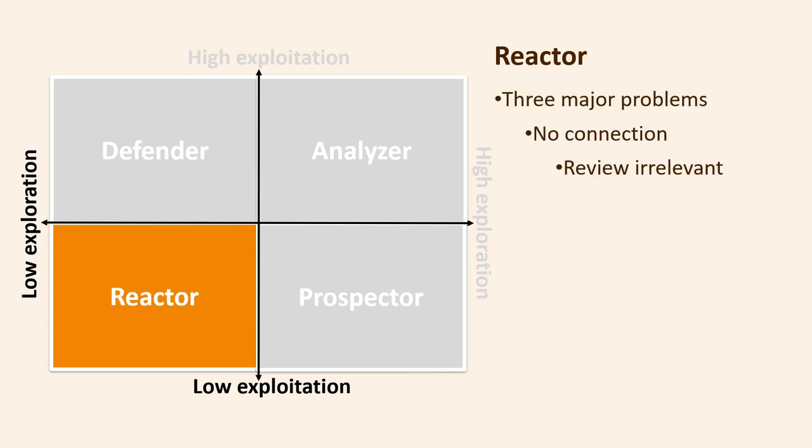Miles and Snow found no connection between the three major problems in companies placed in this organizational strategic type. This makes the review of the three major problems irrelevant. It should go without saying that organizations generally do not want to fall into the Reactor type, as this means that they are simply trying to catch up with the market as things change over time.